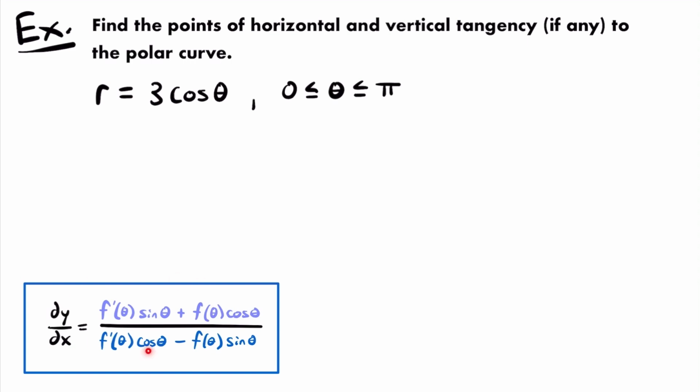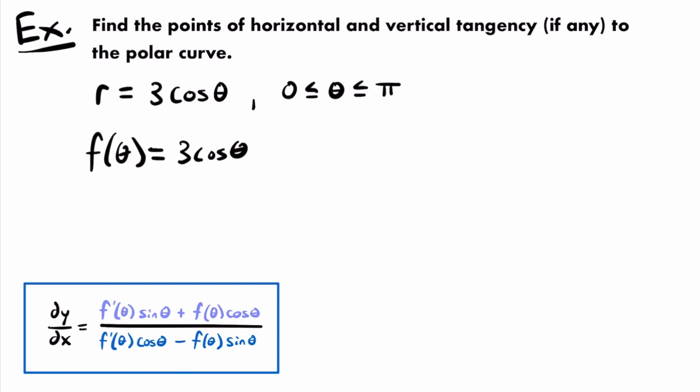We need to first find our derivative, dy/dx, and in order to find that, we need to know what f of theta is, as well as f prime of theta. And f of theta is just whatever r is equal to. In this case, r is equal to 3 times cosine theta, so that means that f of theta is equal to 3 times cosine theta.